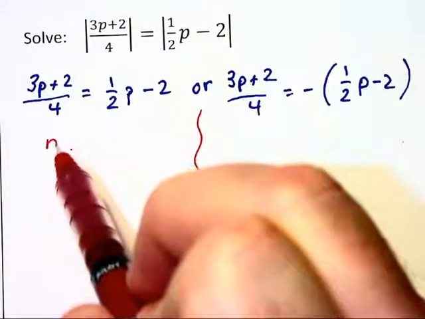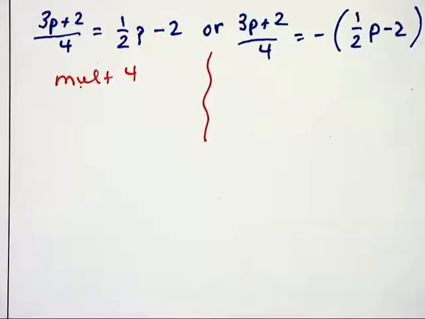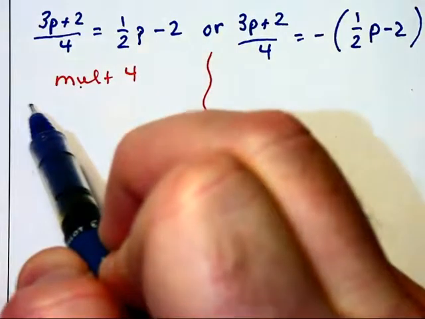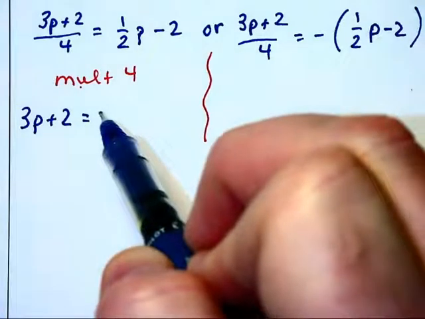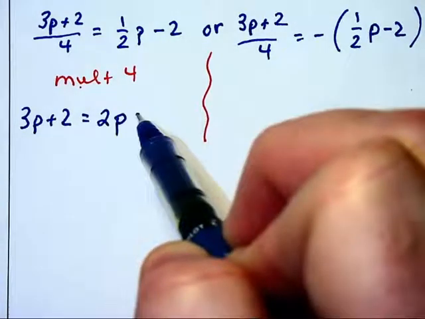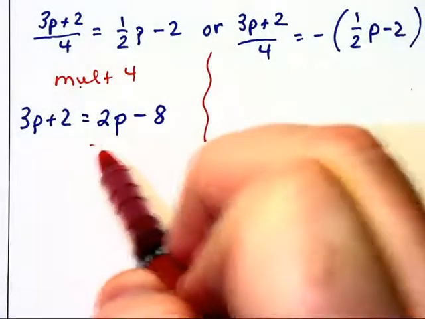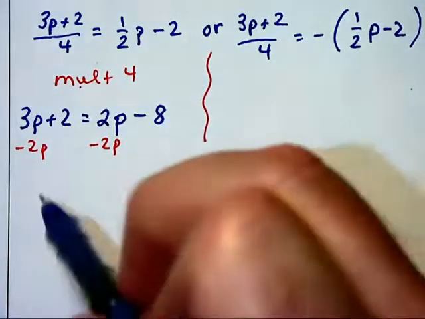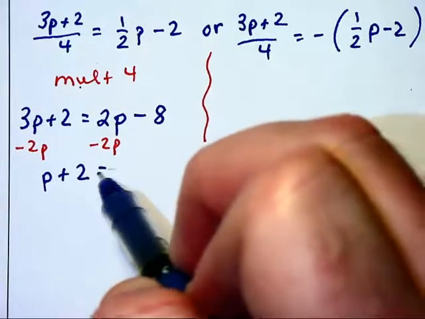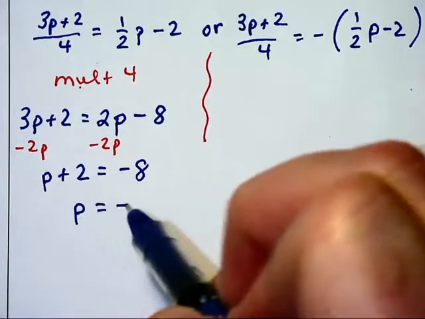On the left, let me split this up with a little wall there. On the left, I'm going to multiply by 4, which is the least common denominator, to clear the fractions. Multiplying by 4 will clear out the fraction and just give me 3p plus 2. And on the right, a half times 4 is 2, so I'm going to have 2p minus 8 after the distribution. I will then subtract 2p on each side and have p plus 2 equals -8. Subtracting 2 gives me p equals -10.